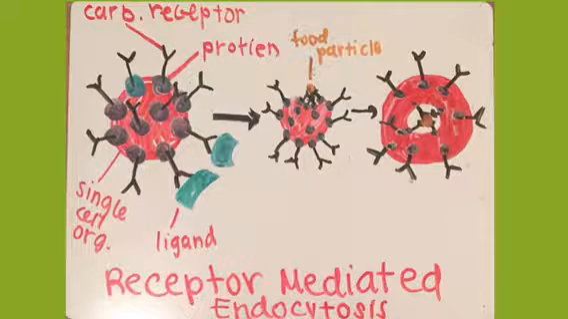Receptor-mediated endocytosis is the engulfing of a specific molecule using receptors to bond to it. The receptors are carbohydrate receptors attached to a protein at its base with a ligand at the receptor's end. The proteins with receptors on them cover the entire organism.